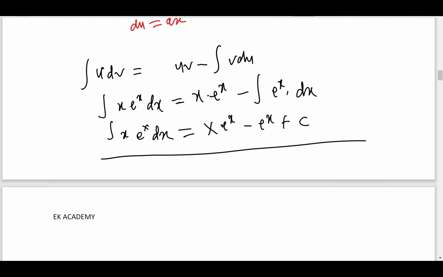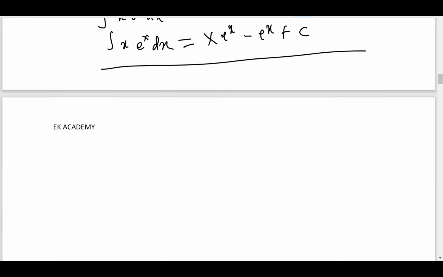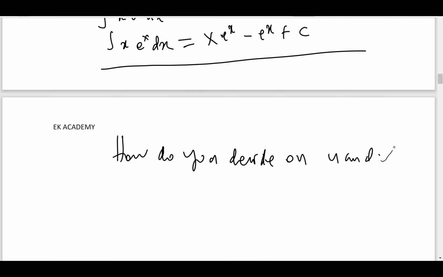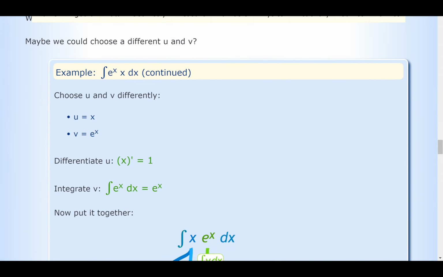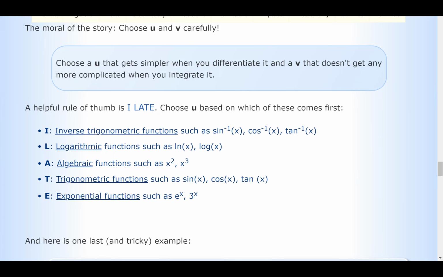So these are a few examples on how we can do integration by parts. But how do you decide on u and v? So for us to be able to decide easily, we are using this approach here.